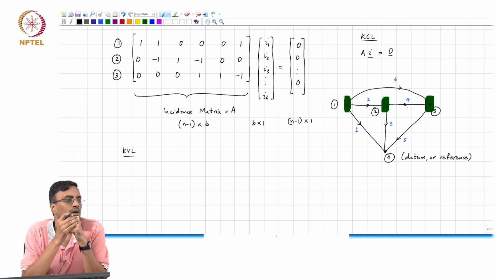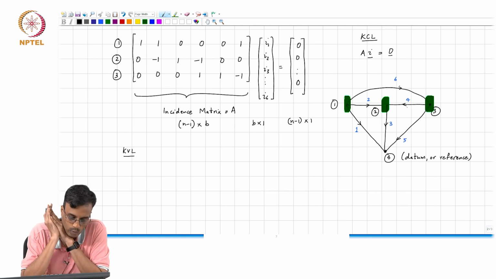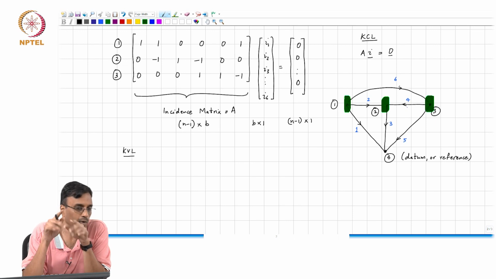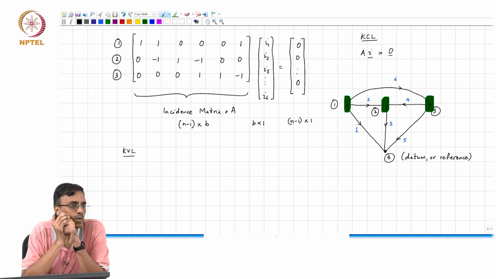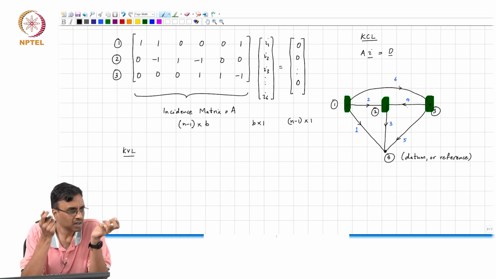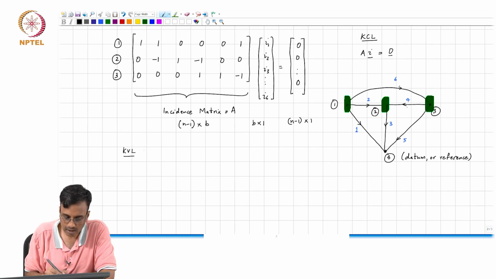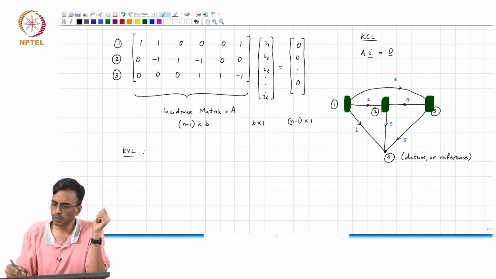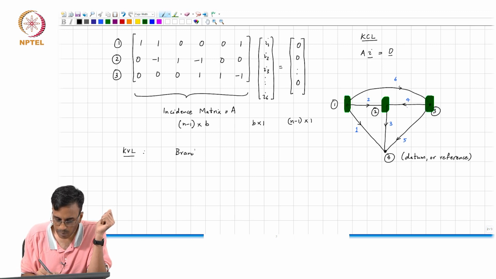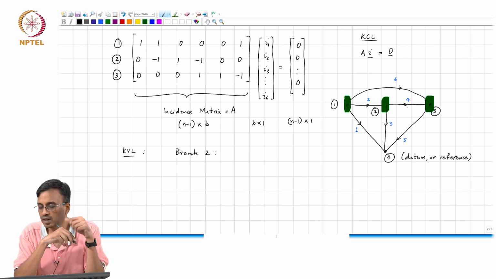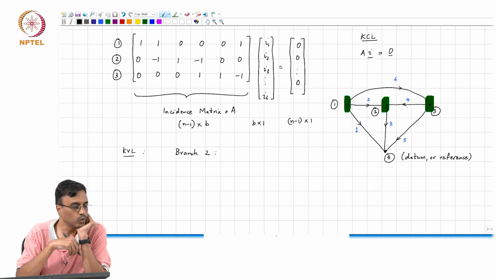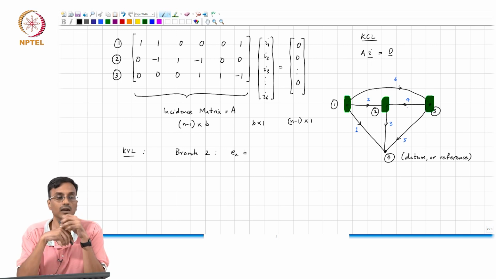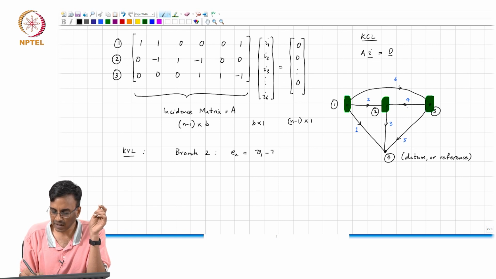Well, you can think of it in many ways. One way, the familiar way of thinking about it, is that if you go around a loop, then the sum total of all the voltage drops you see across the branches in that particular loop is 0. It's actually equivalent to saying that you can relate the node potential to the branch potentials by simply, for example, let us take branch 2. What is the potential of branch 2? We call that E2, and that is simply V1 minus V2. Okay.